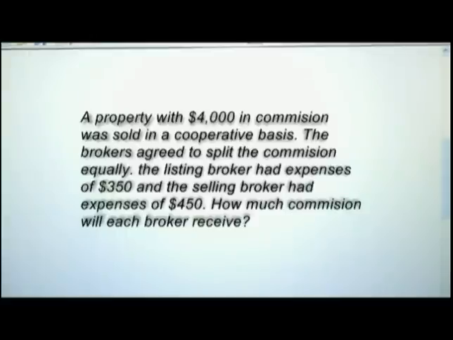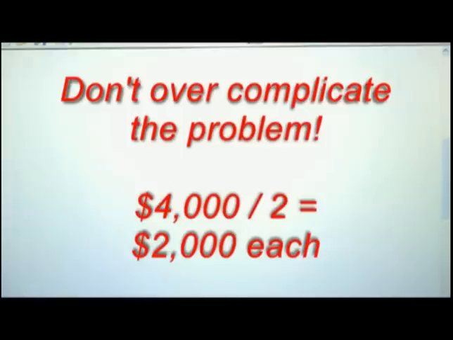Well, if you look at the problem, it's trying to make you think that it's more difficult than it really is. They agreed upon a split in the commission and the total commission was $4,000. That means that each broker got $2,000 in commission. The expenses do not affect how much each broker received. So the answer for this one is $2,000.